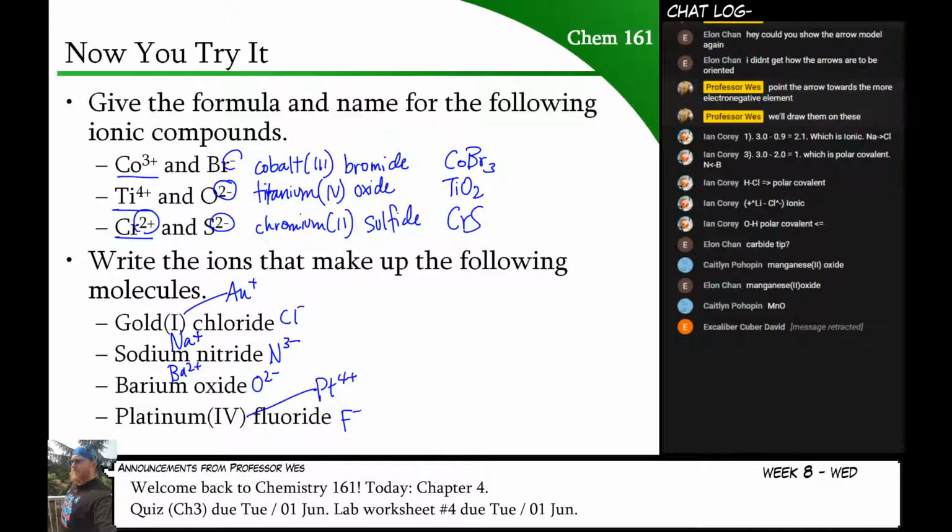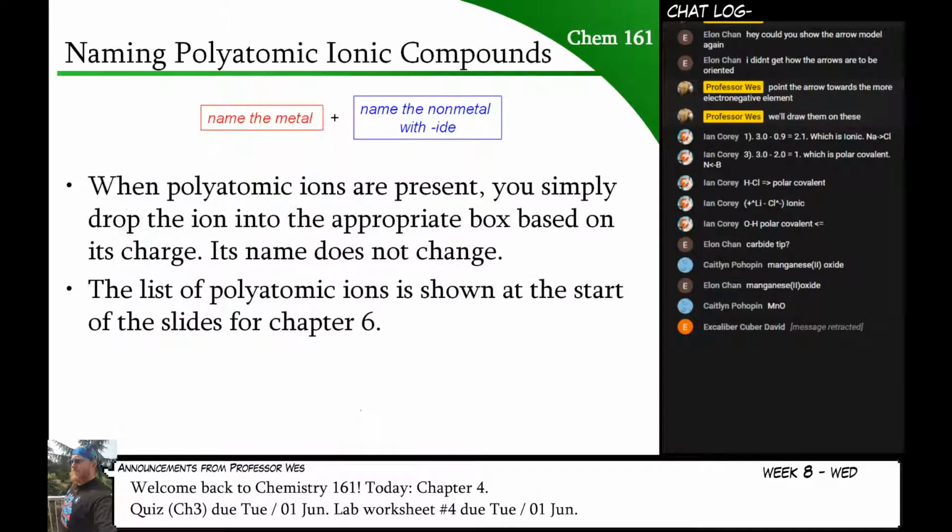The next section is just more or less of the same of this. It's just that we're going to include polyatomic ions in here. If you see a polyatomic ion in your compound, all you do is drop the name into the box. You don't modify it in any way. You don't add "-ide". You just overwrite the box with the polyatomic ion. Now, all the polyatomic ions are at the start of Chapter 6. Remember way long ago when we were doing Chapter 6, like week 3 or 4 or something like that?